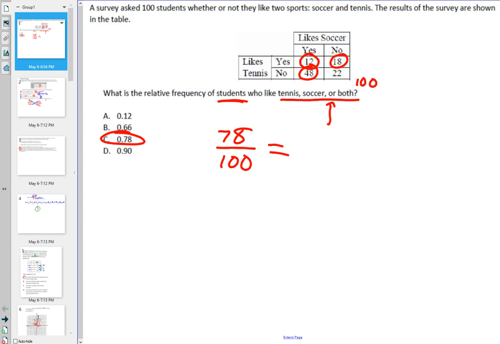Next year in geometry, you're going to start getting more into probability. And you'll learn that the word "or" usually implies addition, that you add. And then when you see the word "and," it implies multiplication.